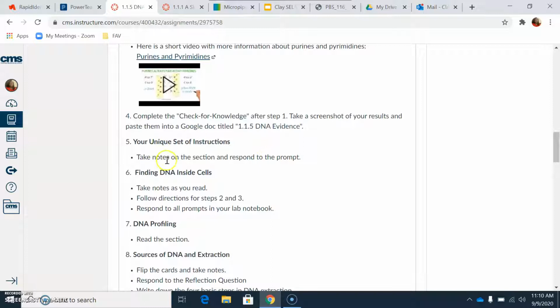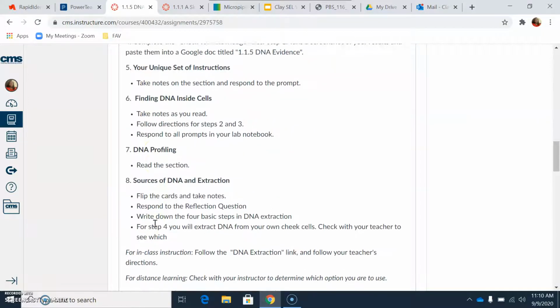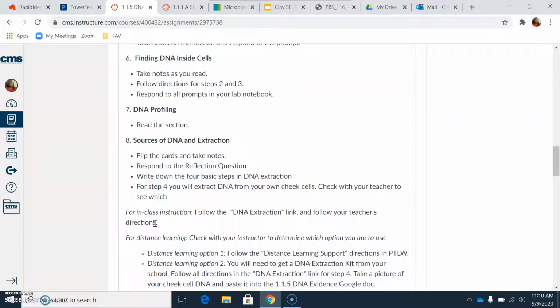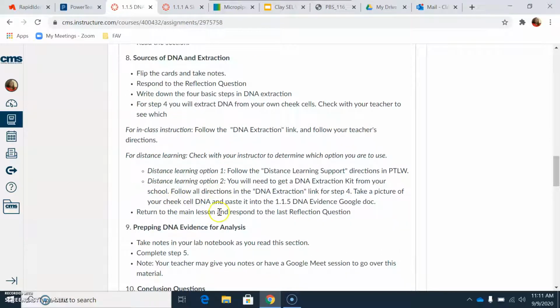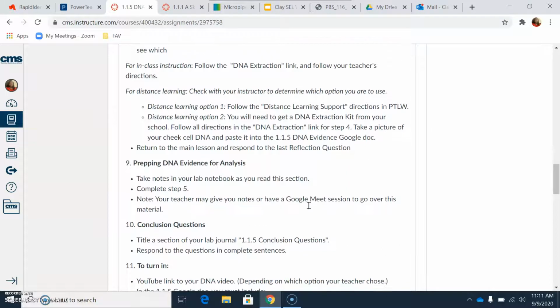Then you had to take notes and respond to the prompts from all of the rest of the steps. So it was pretty much just reading and writing. For step 8 of the Canvas assignment, you were supposed to take notes on the flip cards, respond to the reflection question, writing down the 4 basic steps of DNA extraction, and then you skipped all of the lab material again and just responded to the last reflection question.